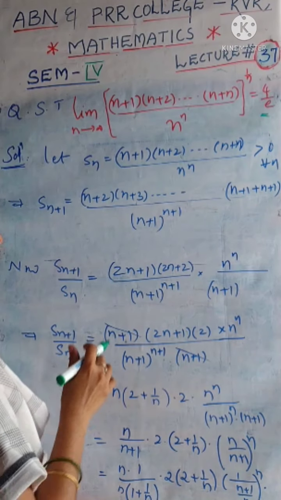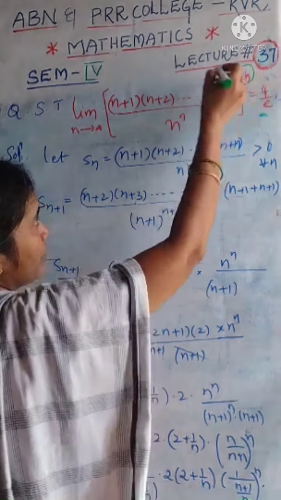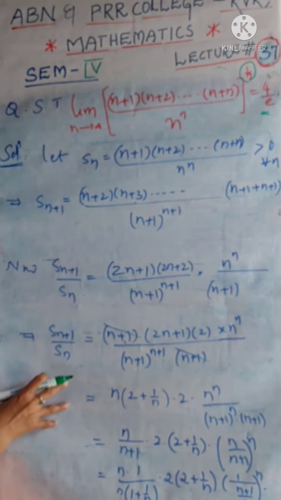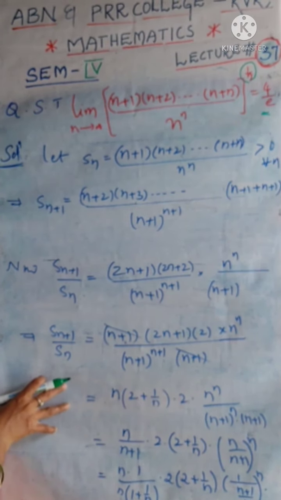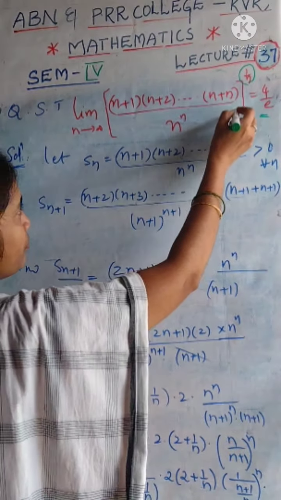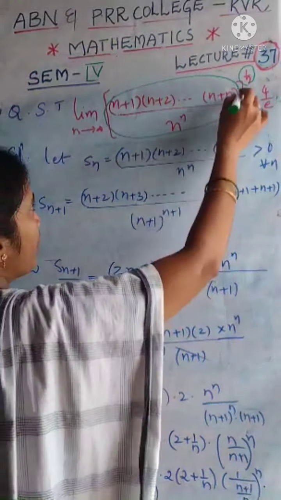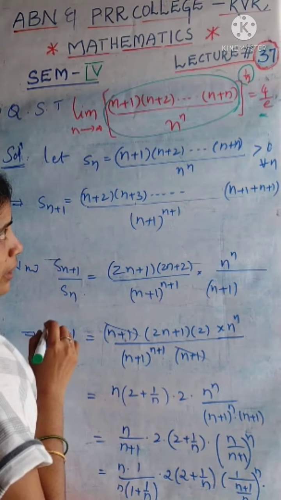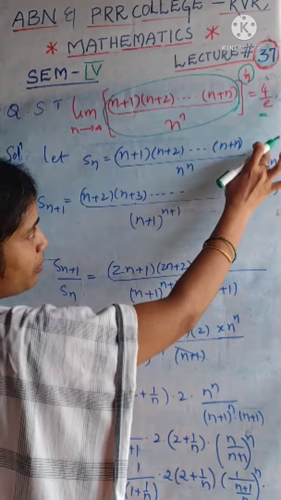For that, whenever we see the power 1 by n, we will use the second theorem on limits, Cauchy's second theorem on limits. For that, let us consider the nth term of the sequence as Sn equals (n plus 1)(n plus 2) and so on up to (n plus n), by n^n. Obviously, this is a sequence of positive terms.